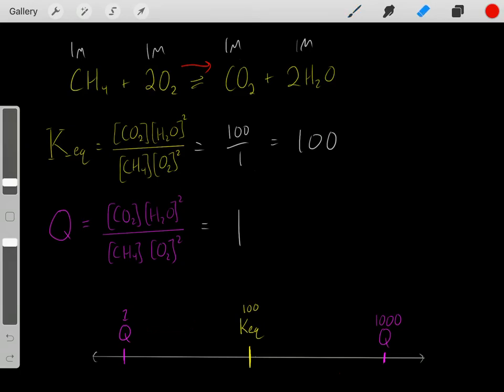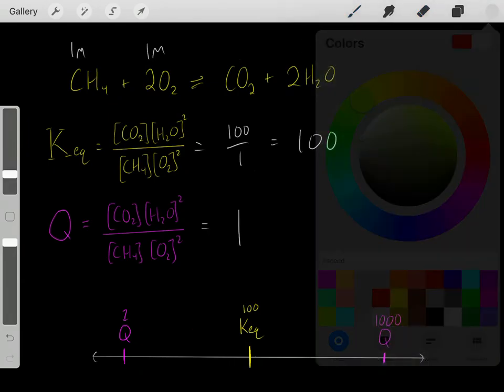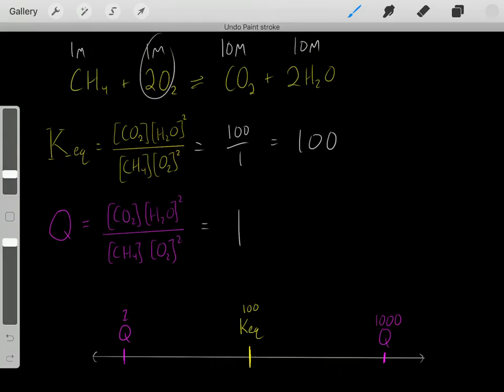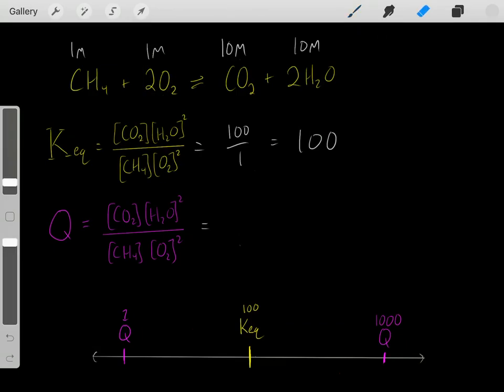So that's what's neat about this number line trick. Let's say maybe that was a little complex, so let's do another example. Let's say these are our initial concentrations, where we have 10 molar of CO2, 10 molar of water, and 1 molar of these guys. So if we're in this situation, we know we can find the reaction quotient.